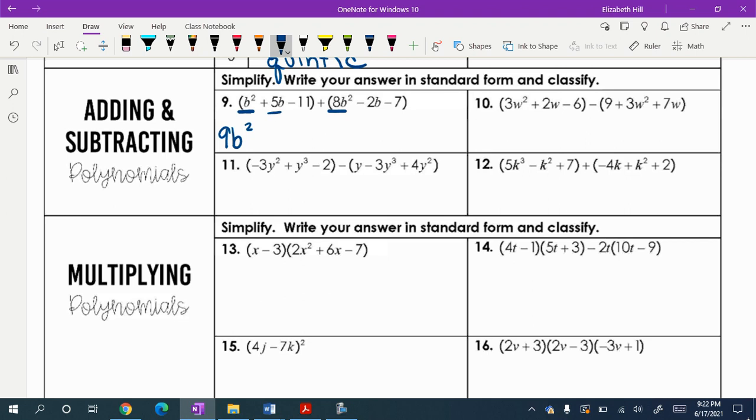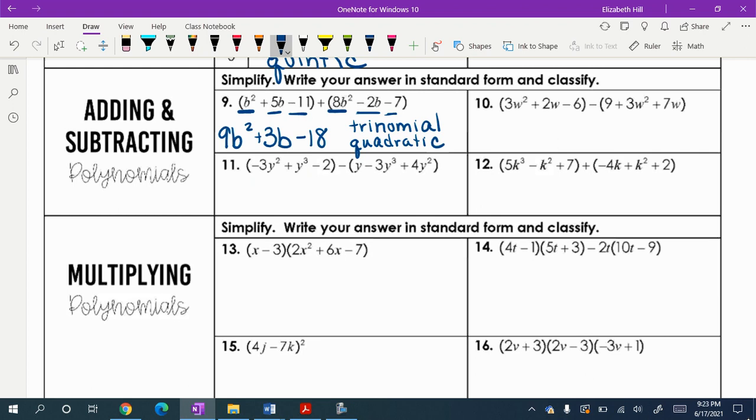I have 5b plus a negative 2b, that gives us 3b. Negative 11 plus a negative 7 gives us negative 18. What's happening here is I have 3 terms, so this is a trinomial. The largest degree is a 2, so this would also be considered a quadratic expression.